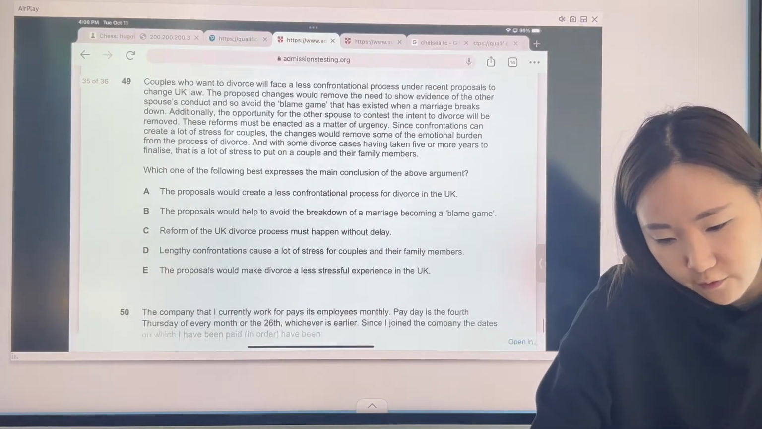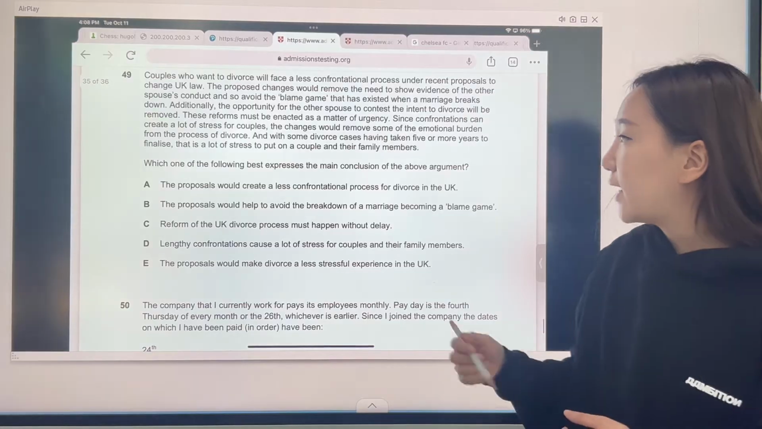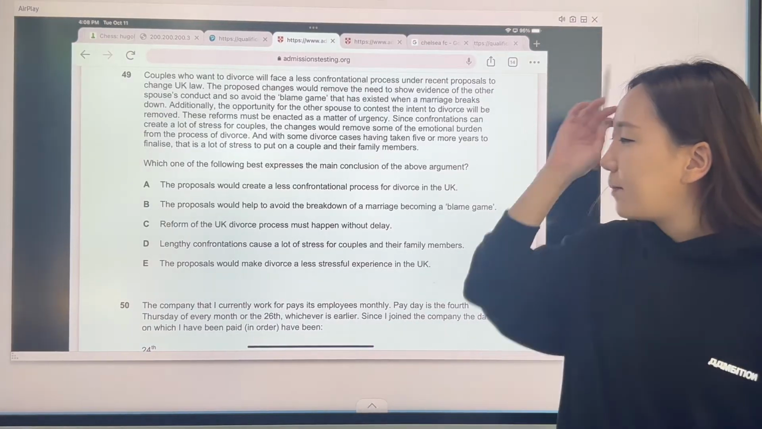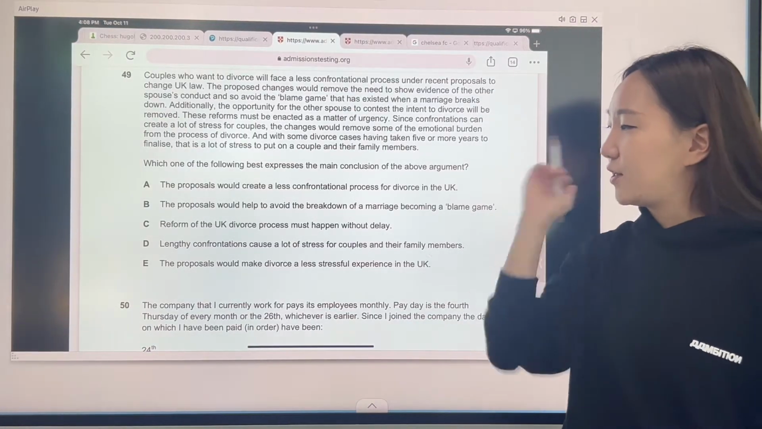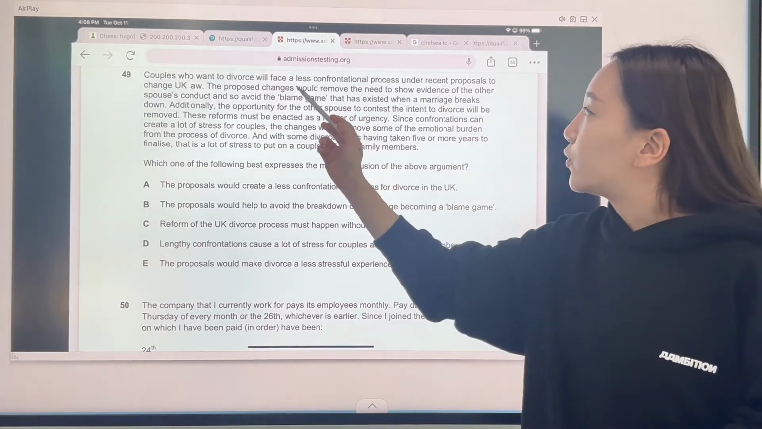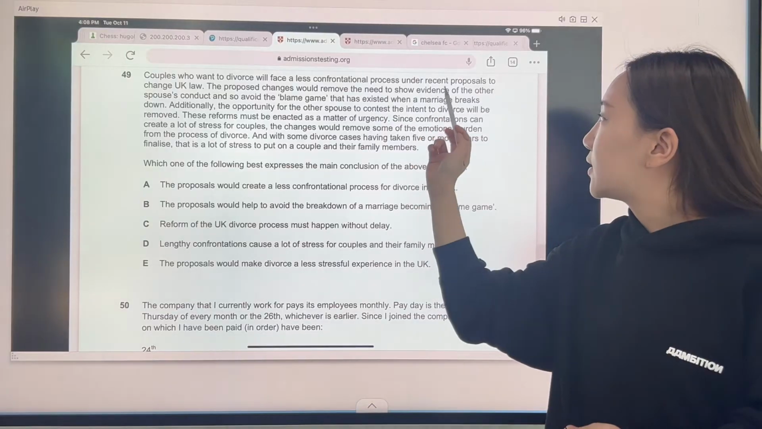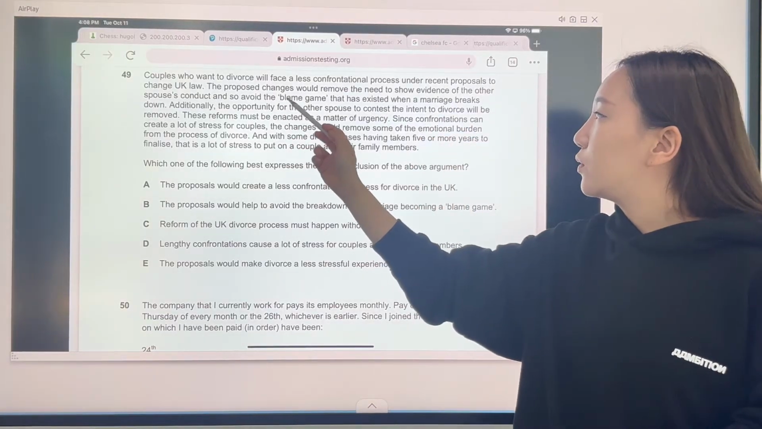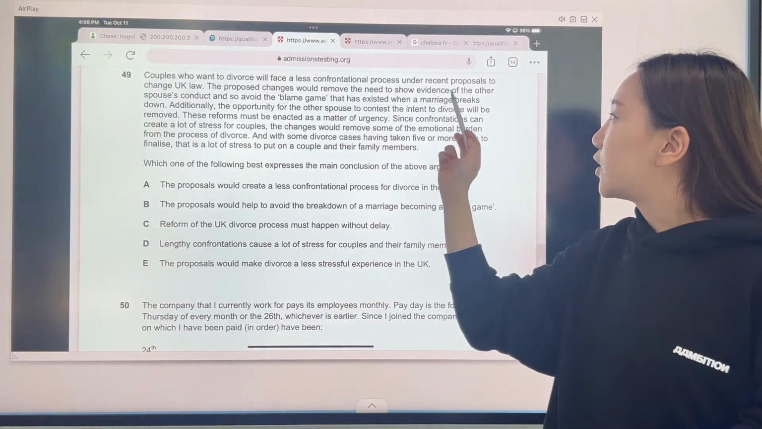This should be the last one then, 49. Okay, so again, you could maybe skip a bit of this by trying to look through the answers first. Obviously, I prefer to read through the paragraph. Couples who want to divorce will face a less confrontational process under recent proposals to change UK law. Proposed changes would remove the need to show evidence, da, da, da.